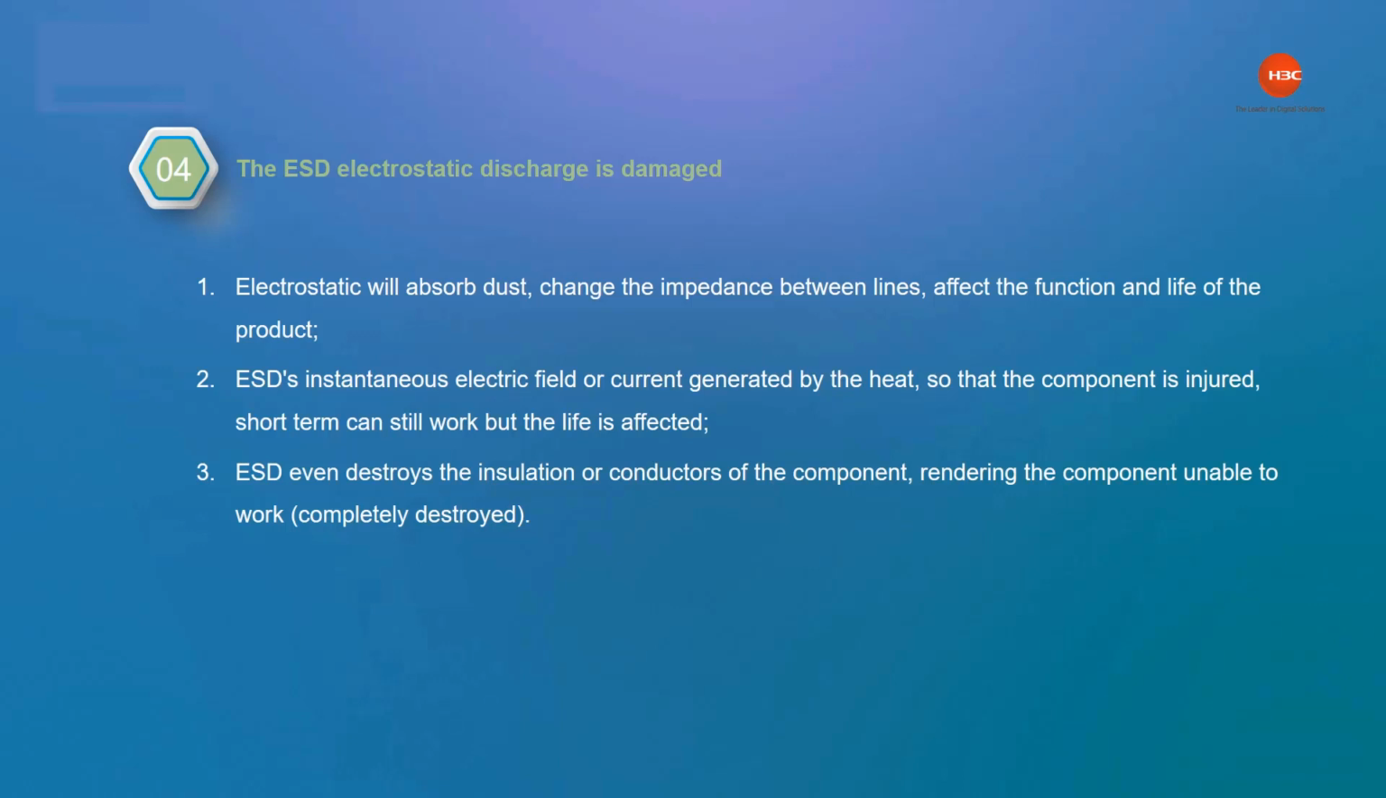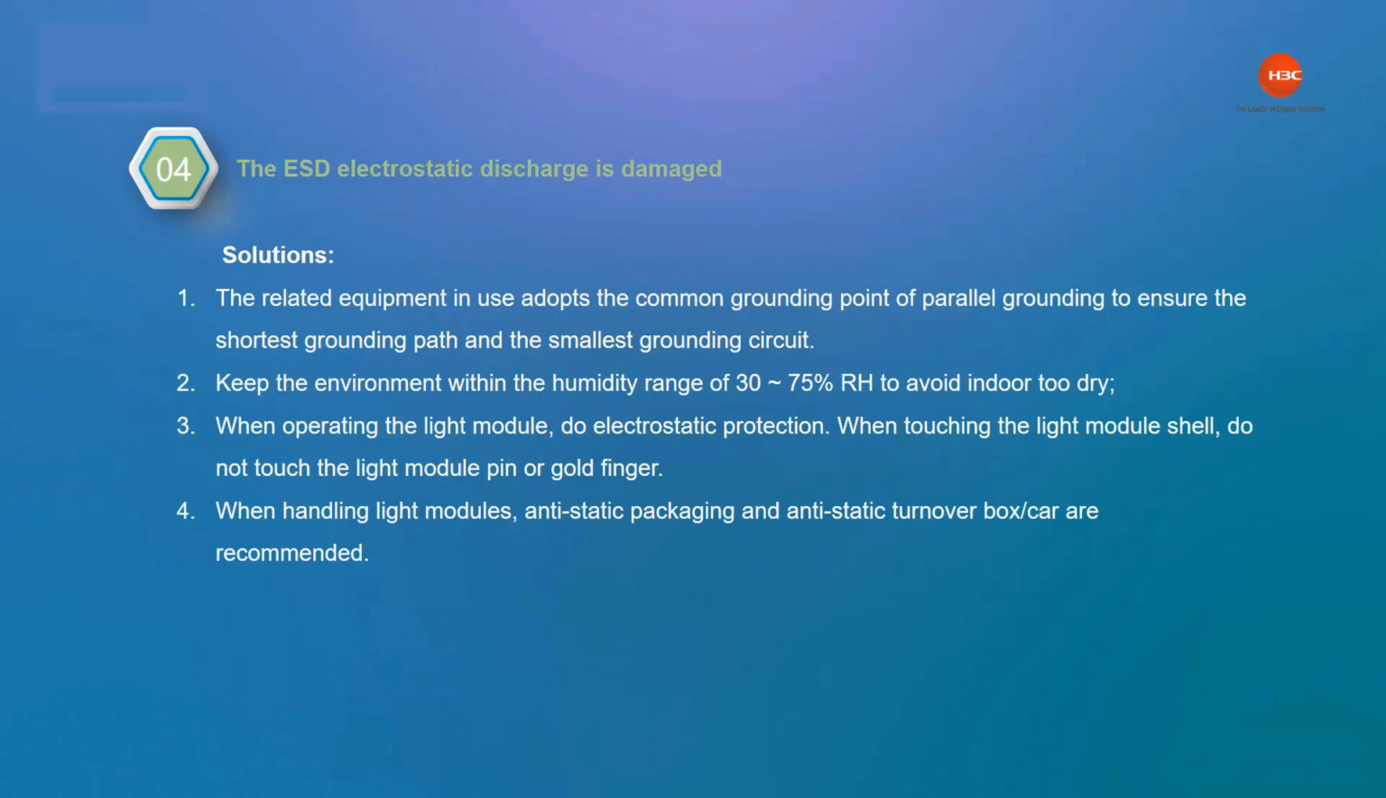ESD is inevitable in daily use, so in addition to improving the ESD resistance of electronic components, it is important to follow regular operation. For electrostatic protection, we need to pay attention to the following during the use of the module. 1. The related equipment used shall be grounded at a common ground point connected in parallel to ensure the shortest ground path and the smallest ground loop. It cannot be grounded in series, and the design method of connecting ground loops with external cables should be avoided.